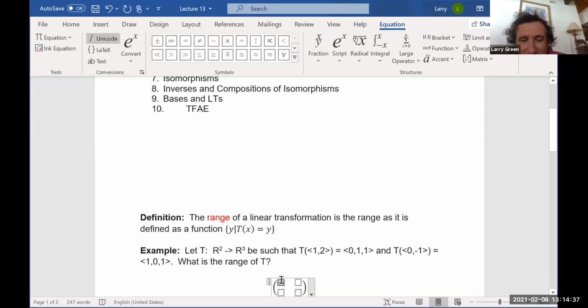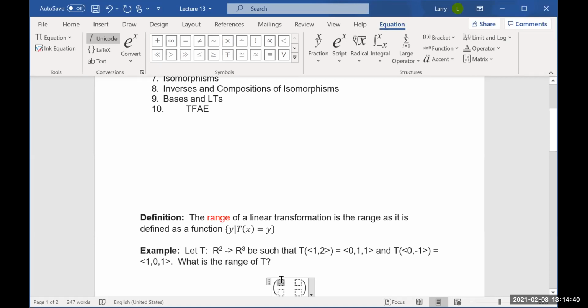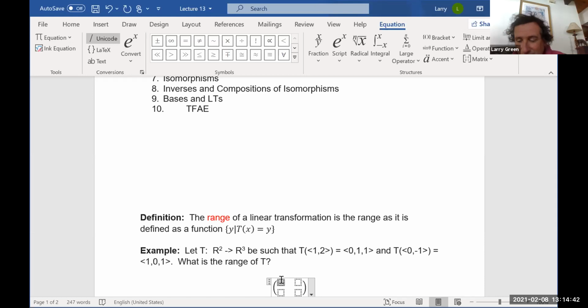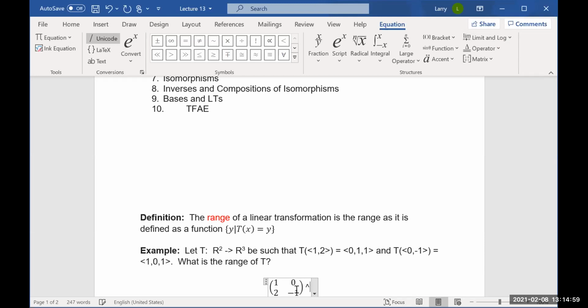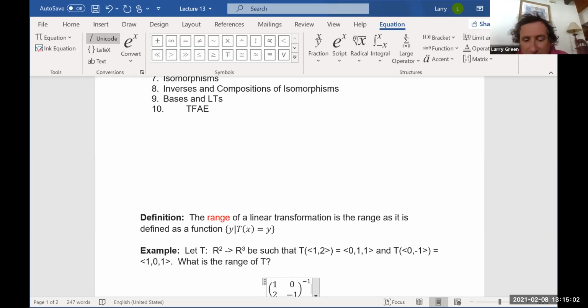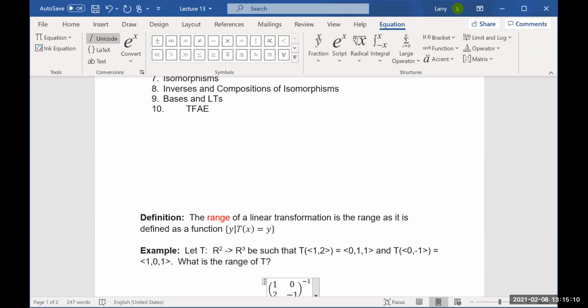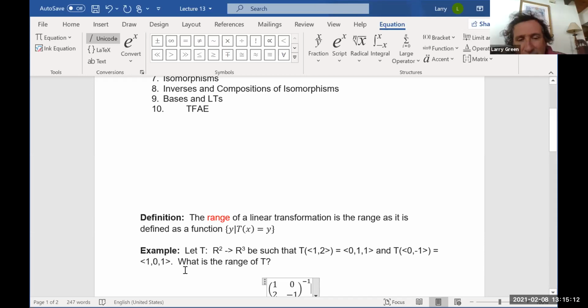So remember, we take the matrix of columns of the inputs, or the input basis, which is 1, 2, and 0, negative 1. What do we do with that matrix? Do you remember? We need to find the inverse. Yep, we need to find the inverse. And then we multiply by what? The matrix of the output. Yeah, we multiply by the matrix of the output. Any questions on that?